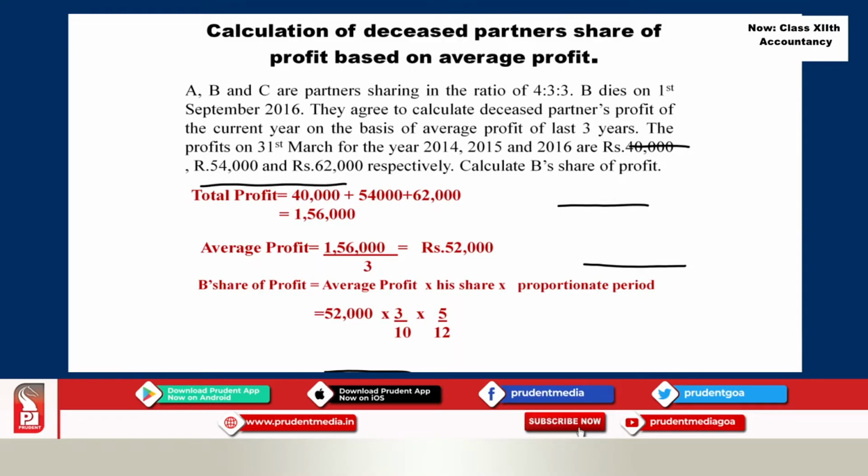B dies on which date? 1st September 2016. I told you date is very important. They agreed to calculate the deceased partner's profit of the current year. So current year's profit we don't have. So how do we find out? On the basis of the average profit of the last 3 years. So here you are given the profits of the last 3 years and you have to find out the average profit. See here, you are given the profits for 31st March 2014, 2015 and 2016: 40,000, 54,000 and 62,000 respectively.